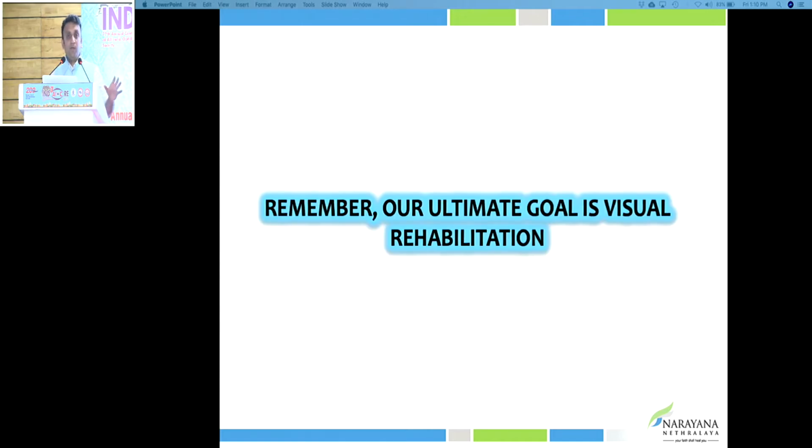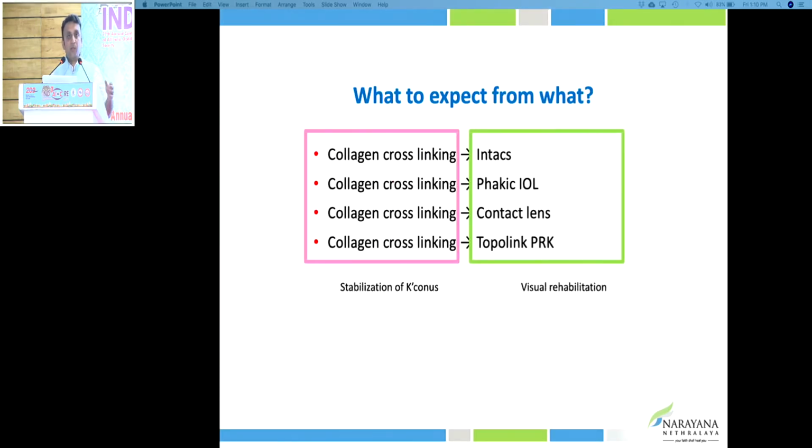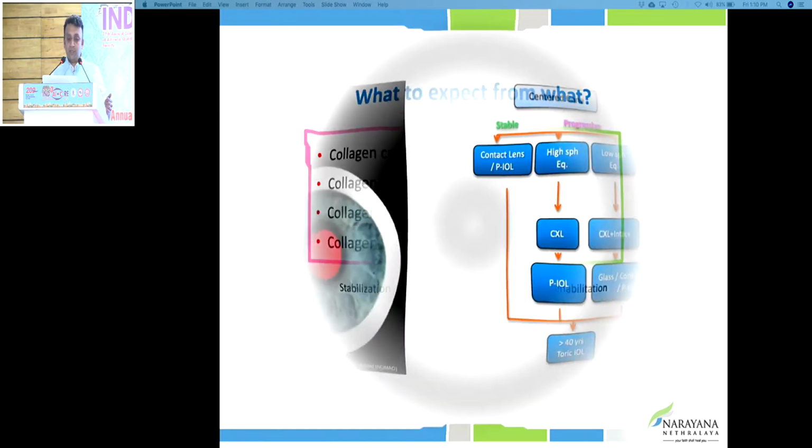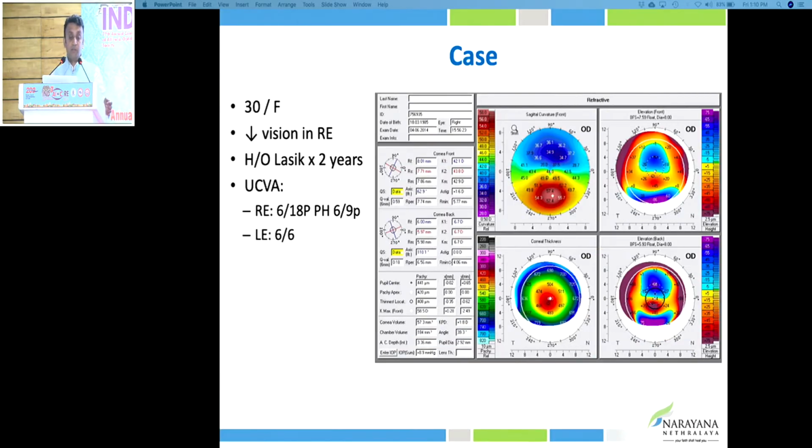Remember, whatever we do, our final goal has to be visual rehabilitation. So whenever we do cross-linking, we still need to have a plan in our head for what we do for visual rehabilitation in such patients. If it's a central cone and lower spherical equivalent, we saw earlier that intracorneal rings can be a really wonderful thing.